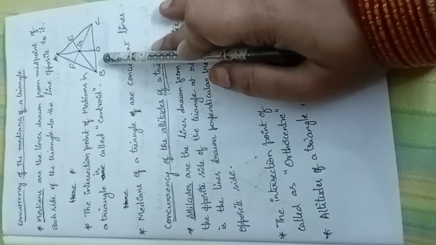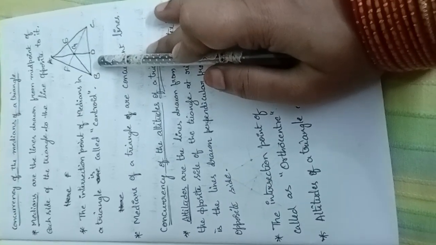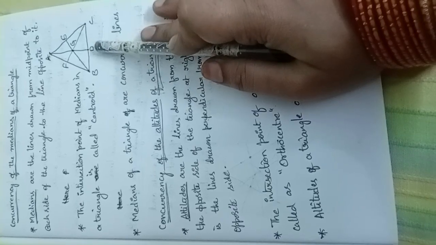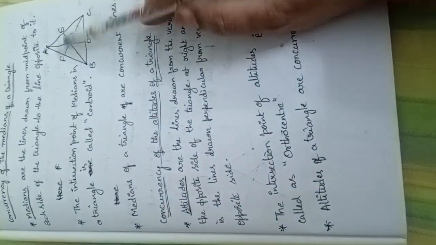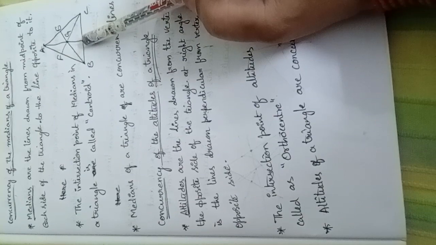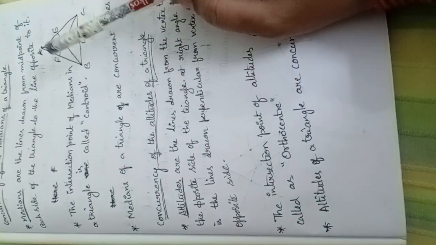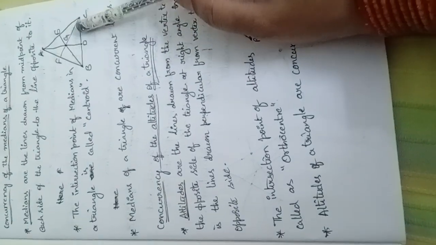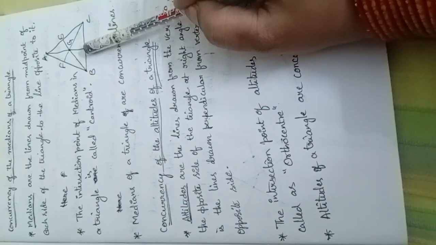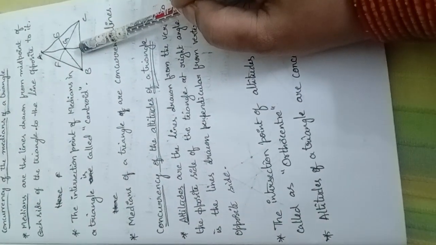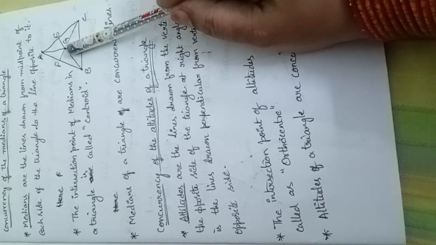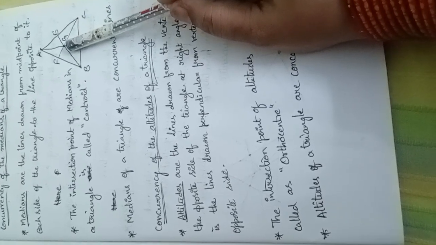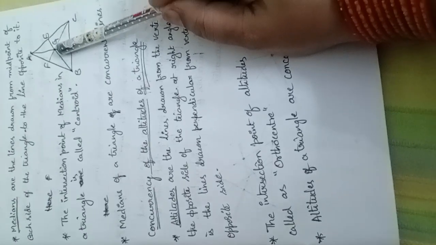What are the medians? The lines drawn from the vertex to the midpoint of the opposite side. Here, how many vertices and how many sides? Three vertices, three sides. So we get three medians in total. All three medians intersect at a point. That point we call the centroid.